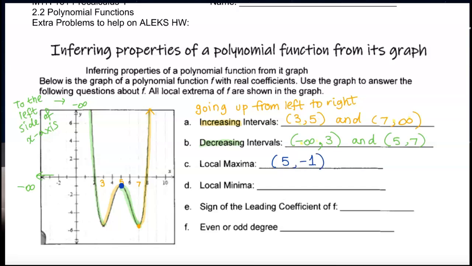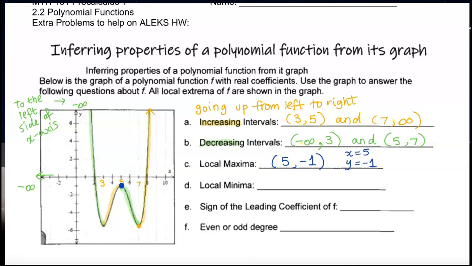I'm not sure if they're going to ask you for an ordered pair format, but basically I'm saying x is equal to 5 and y is equal to -1. So if they ask you for the local maximum value, it's going to be -1, okay? But if it's asking for where is the local maximum, you have to tell them it's at x equals 5.